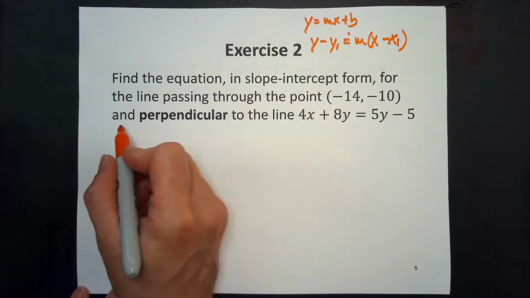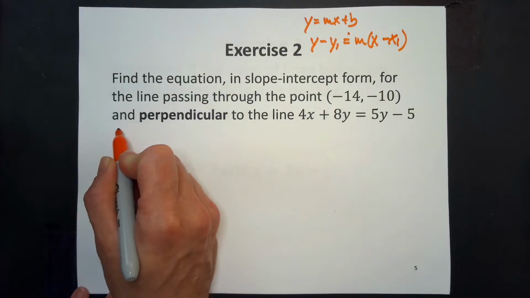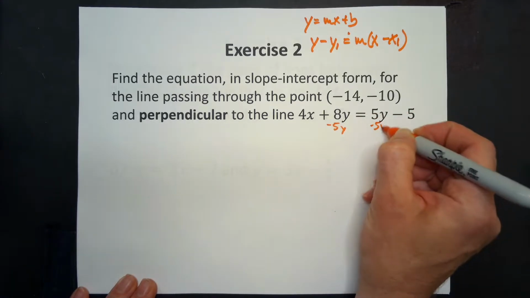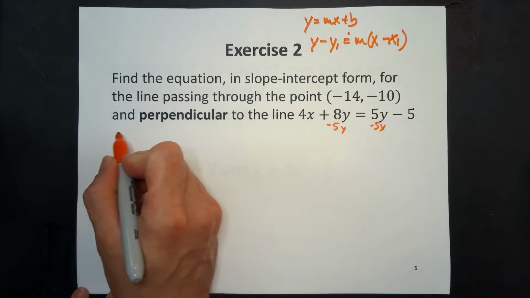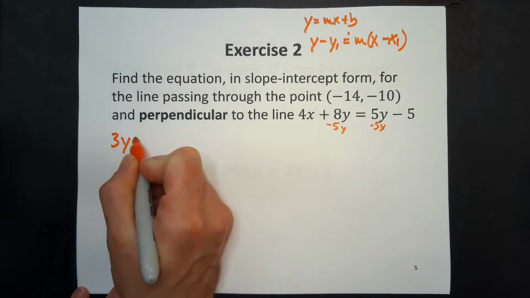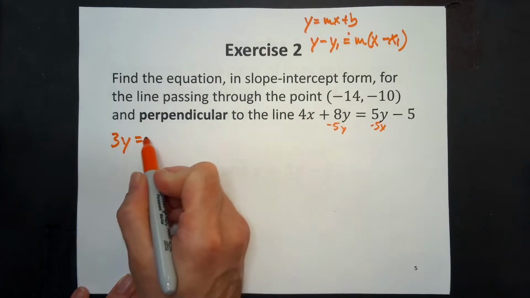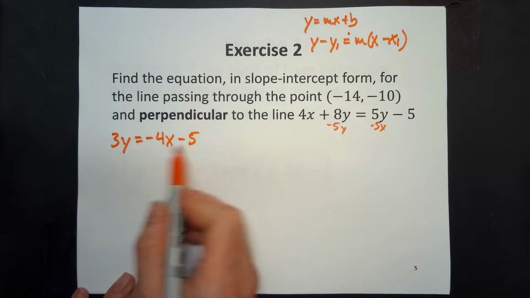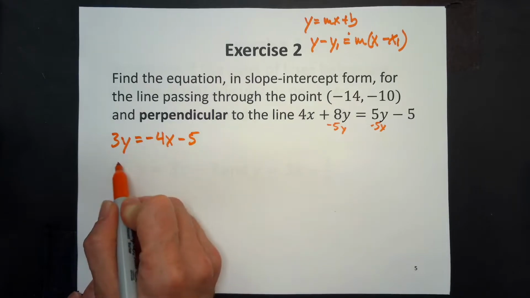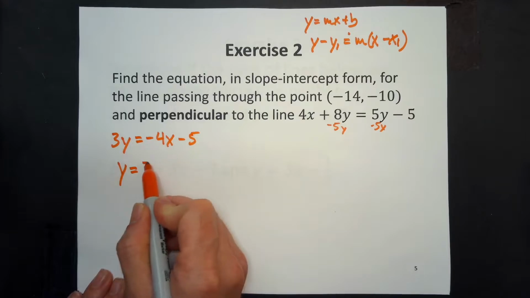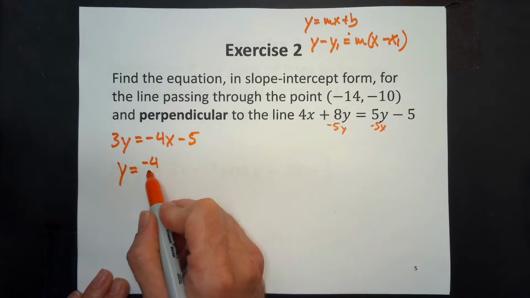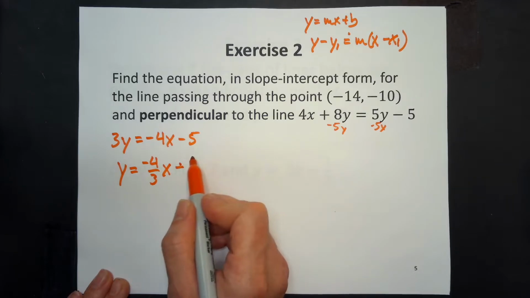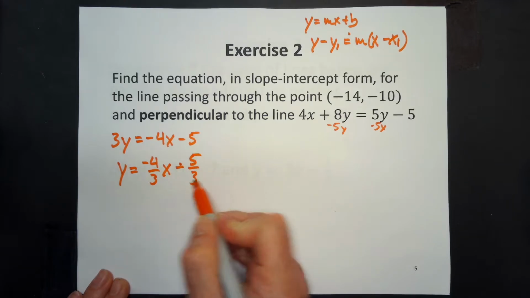And so now I'm going to subtract 5y from both sides and move the 4x to the other side. So I'm going to get 3y equals, move that 4x to the other side, negative 4x minus 5. And then I'm going to divide everything by 3. So I'm going to get y equals negative 4 over 3 x minus 5 over 3.